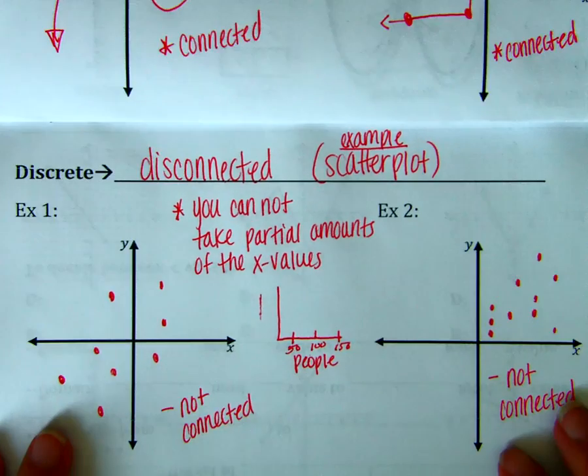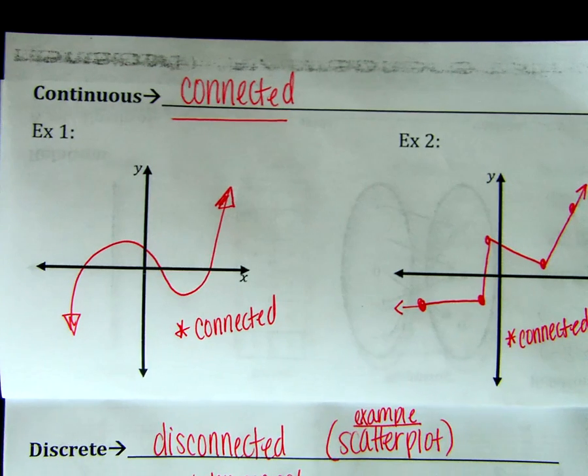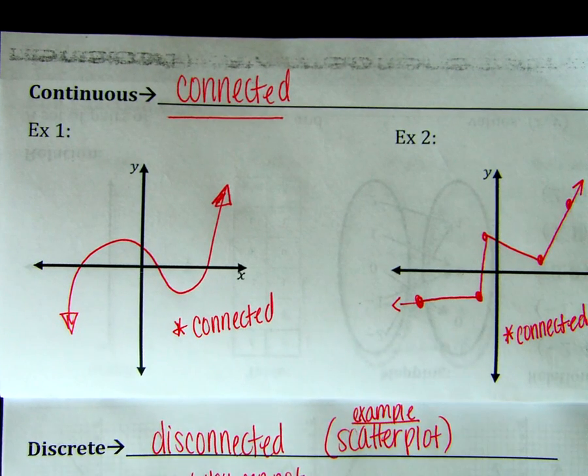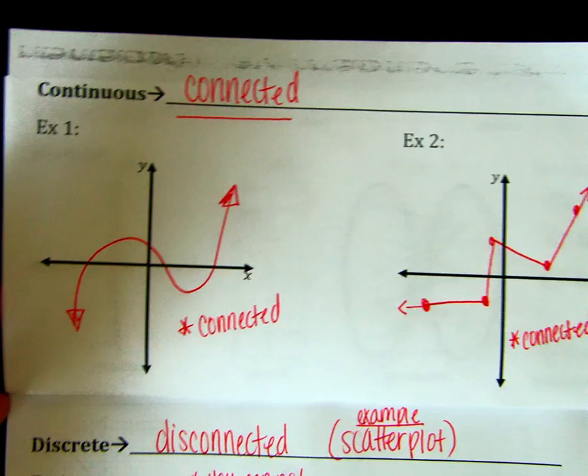Alright, that pretty much covers discrete and continuous. Come ready for tomorrow. We are going to continue with independent and dependent, and we have some activities for you tomorrow. Have a good evening.